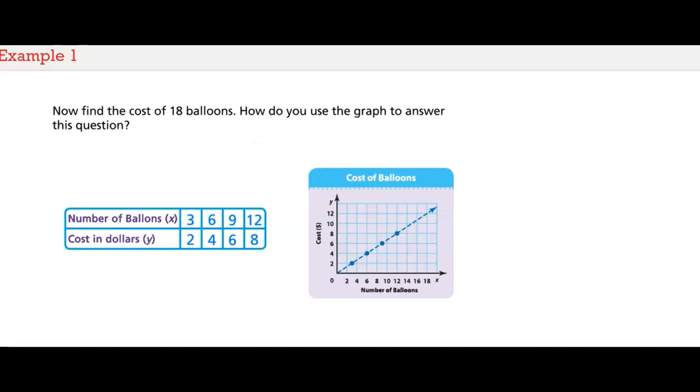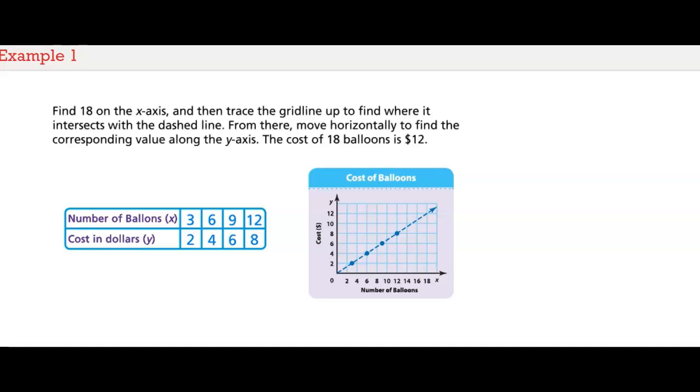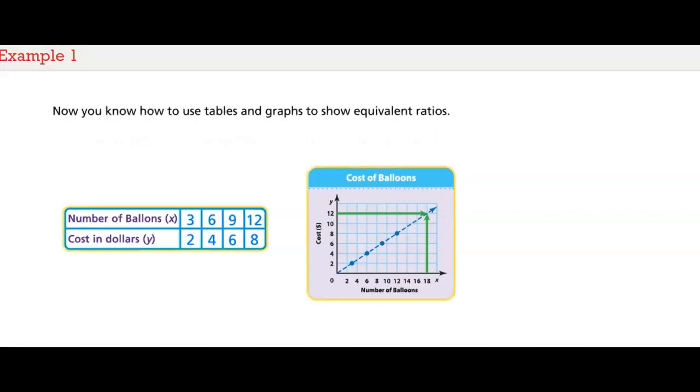Now find the cost of 18 balloons. How do you use the graph to answer this question? Find 18 on the x-axis, and then trace the grid line up to find where it intersects with the dashed line. From there, move horizontally to find the corresponding value along the y-axis. The cost of 18 balloons is $12. Now you know how to use tables and graphs to show equivalent ratios.